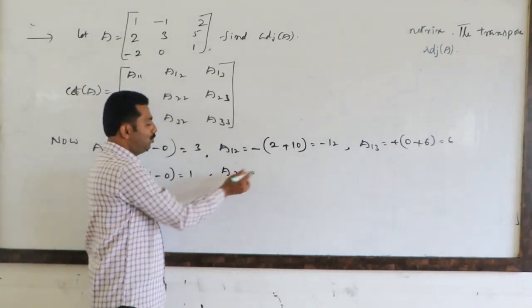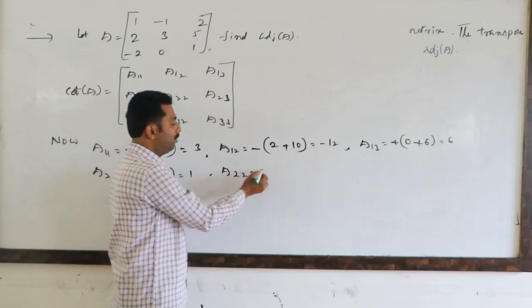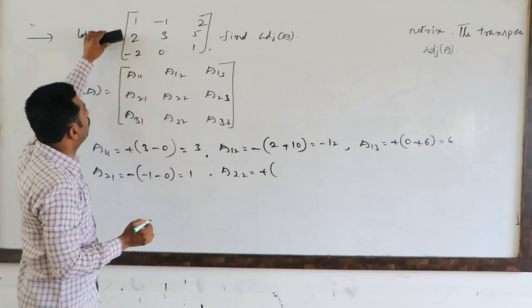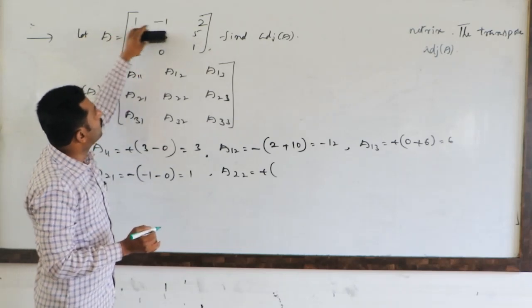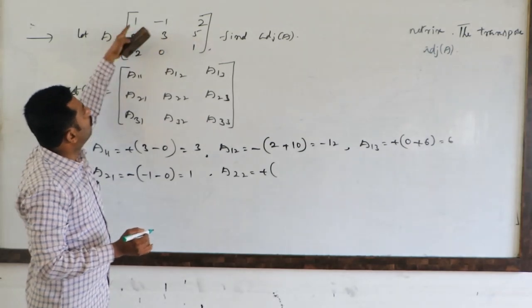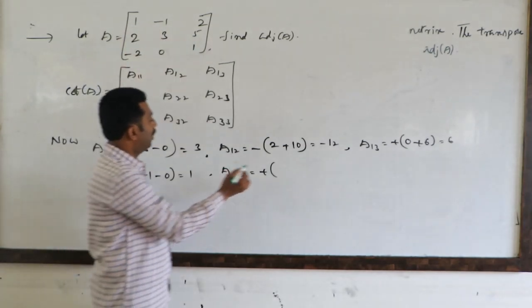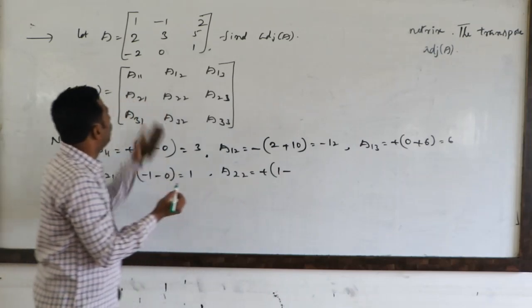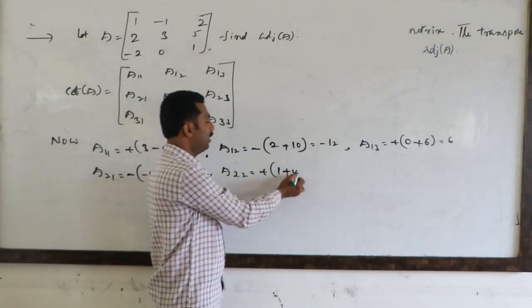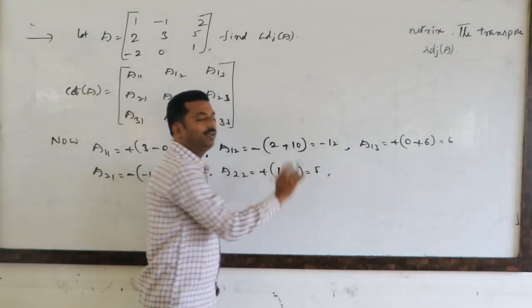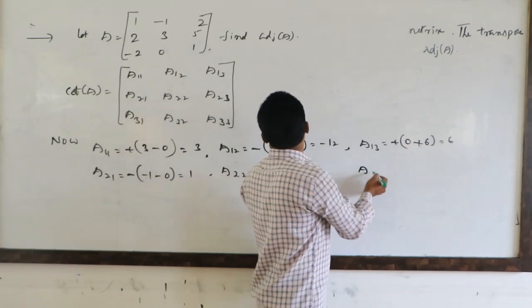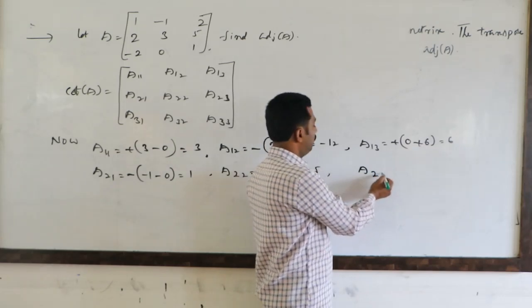Next, A22. 2 plus 2, 4. Even number means plus sign. Now you delete second row, second column. See, 1 into 1, 1, minus 2 into 2, minus 4. Already minus is there, plus 4. Nothing but 5.